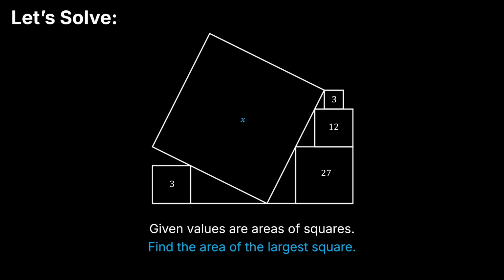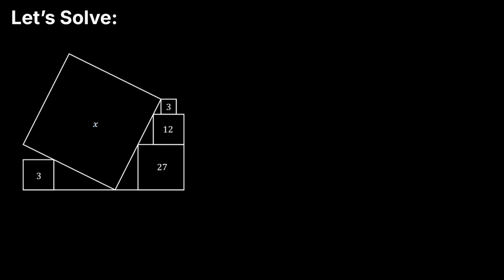Let's solve a fun problem called the toppled square problem. In this diagram, the given values are areas of squares. We need to find the area of the largest square. Pause the video now if you want to try it yourself. Alright, let's get to solving.